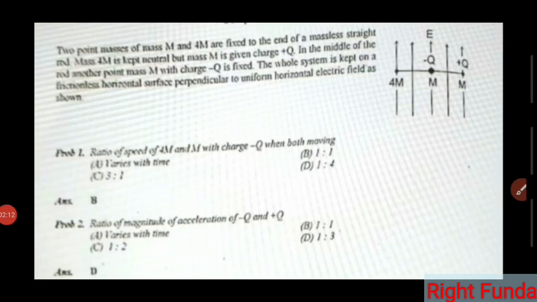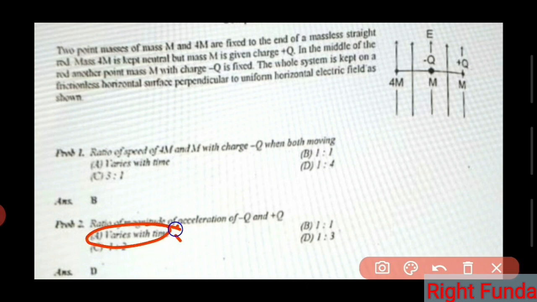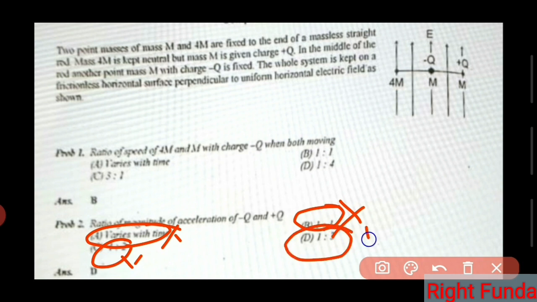The first option is saying that it varies with time. No, it does not vary with time. 1 is to 1, no. 1 is to 2, no. 1 is to 3 is the correct answer, D, which is also given here. So this is the ratio of the magnitudes of the accelerations of the two charged particles that we calculated.